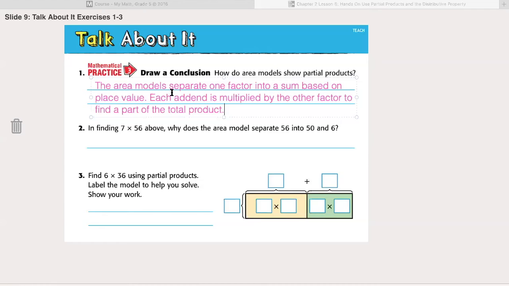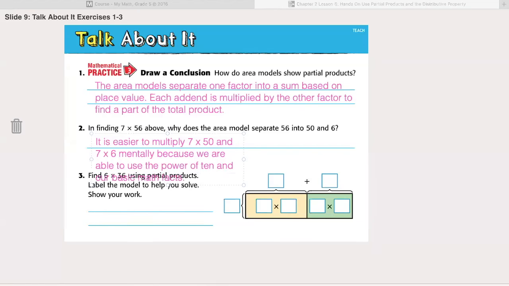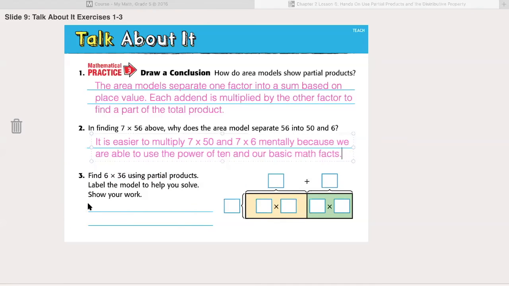Number 2, in finding 7 times 56 above, why does the area model separate 56 into 50 and 6? It is easier to multiply 7 times 50 and 7 times 6 mentally because we are able to use the power of 10 and our basic math facts to multiply them mentally.